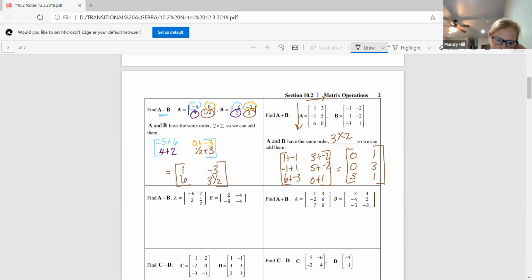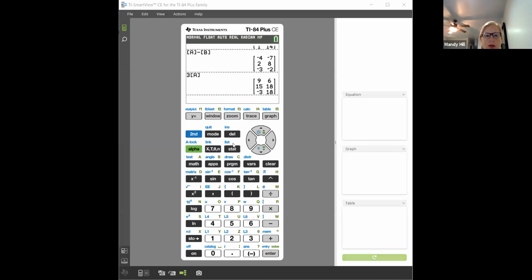Now I'm going to go straight to the graphing calculator for this one because I think you have the idea. So in the graphing calculator, we're going to call this matrix A. We're going to call this one matrix B. So I'm going to go switch over to my graphing calculator and we're going to type this stuff in. Okay, so here is my graphing calculator. Let me clear this stuff out real quick.